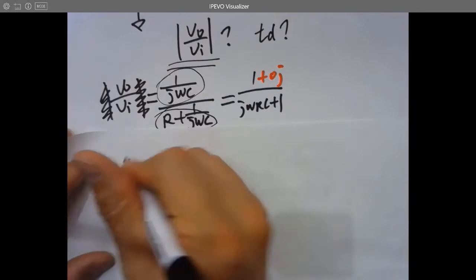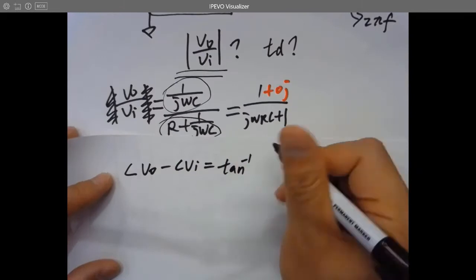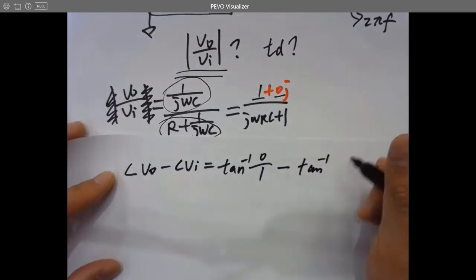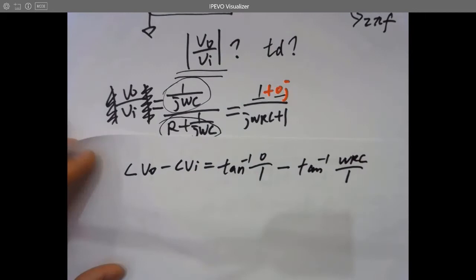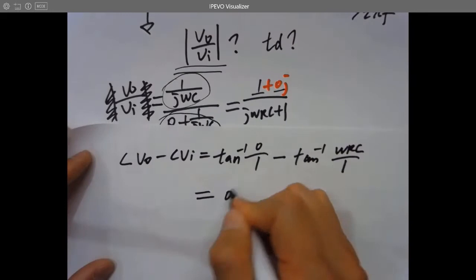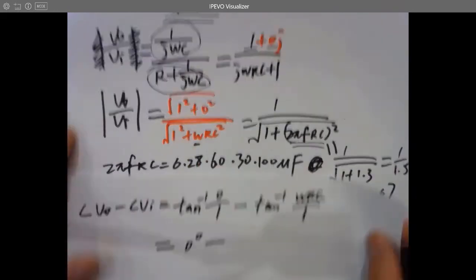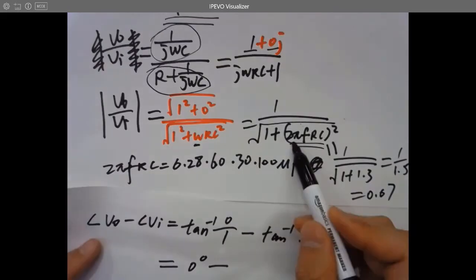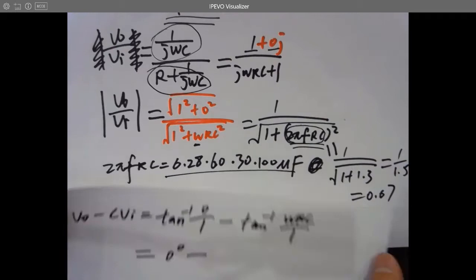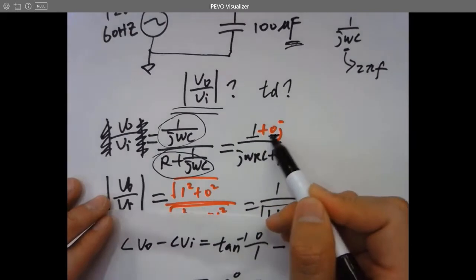Let's see. The angle VO minus the angle VI equals the inverse tangent of 0 over 1, which is 0, minus inverse tangent of omega RC over 1. And that's it. That's a time delay of the VO compared to the VI, which is 0 degree minus... I have to calculate it. Here we know omega RC is this one, which is this. Why 0 over 1? Because here imaginary is 0 and real is 1.